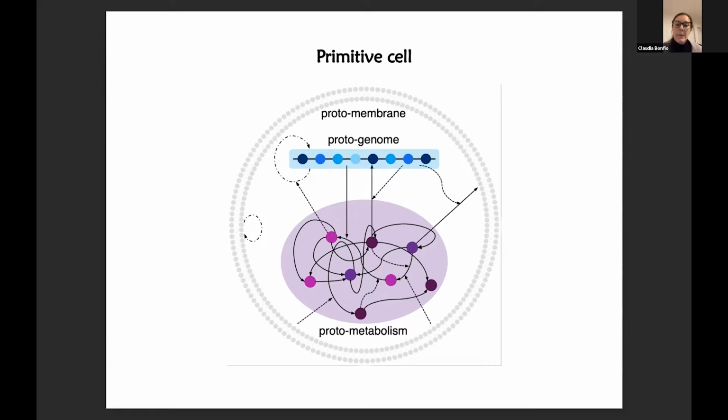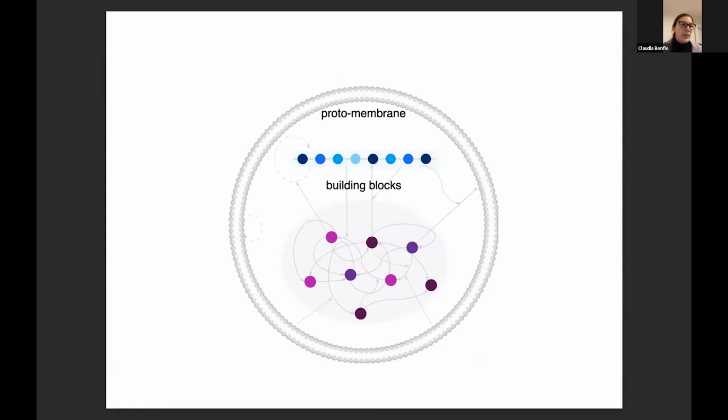So the question basically was: we have the building blocks of life. They might be around or they might be contained inside these primitive compartments. What happens when we have all of them? What happens when we have the compartment and the content in a primitive environment?